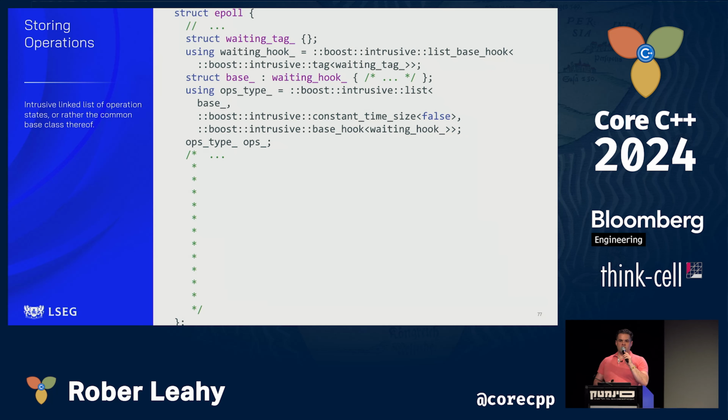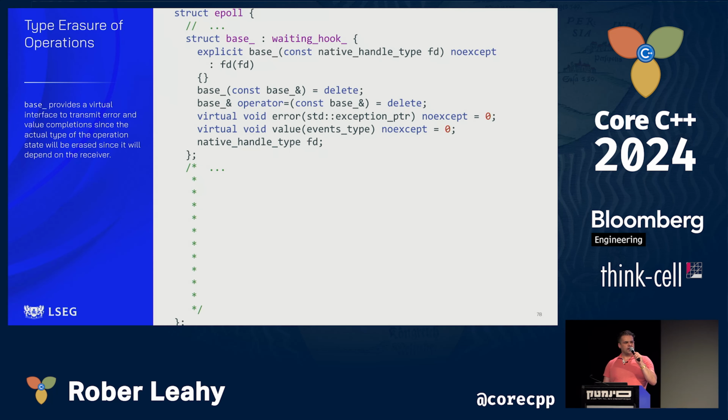Of course, the problem with this is that it means I have to write a bunch of boilerplate to actually create an intrusive linked list. I create a tag to uniquely identify this list. I create a hook, which we're going to derive from, which actually puts that node inside our object. And then I have a base, which is the base class for my operation states, which derives therefrom. Then I have to go and do a bunch of magic with Boost.Intrusive to make it summon a linked list appropriately parameterized, and then I put it in as a member.